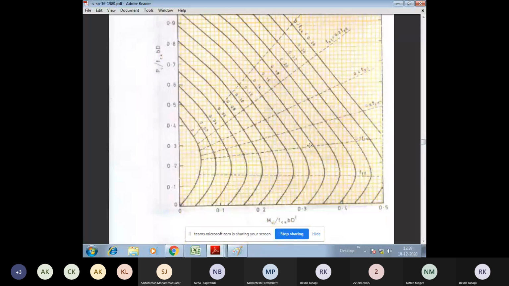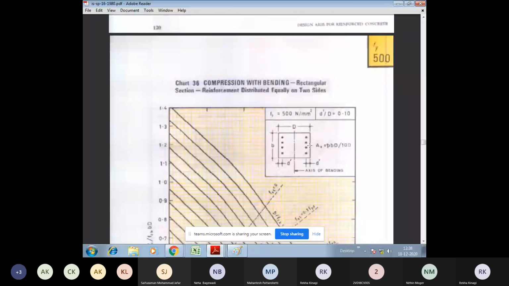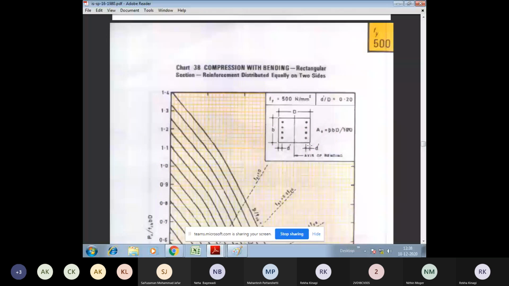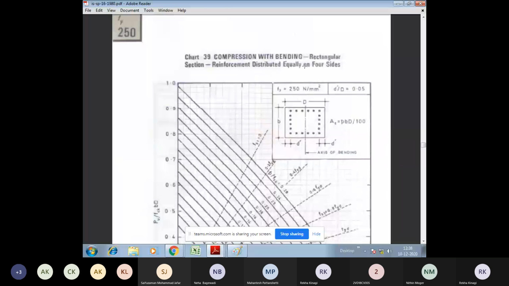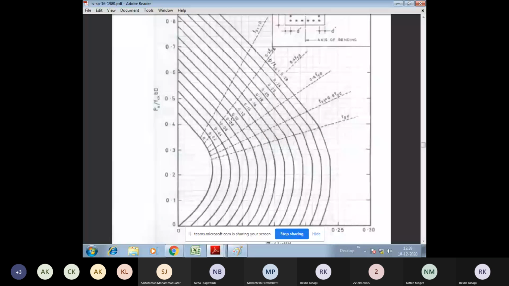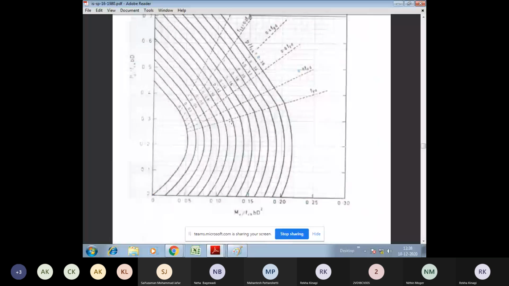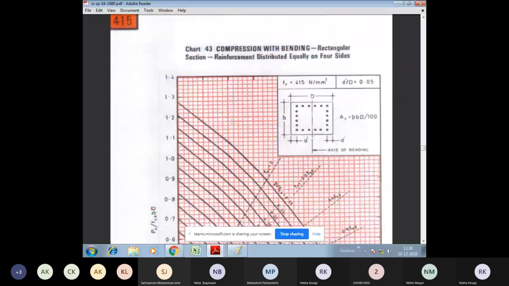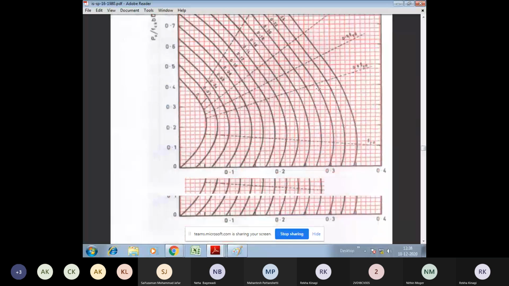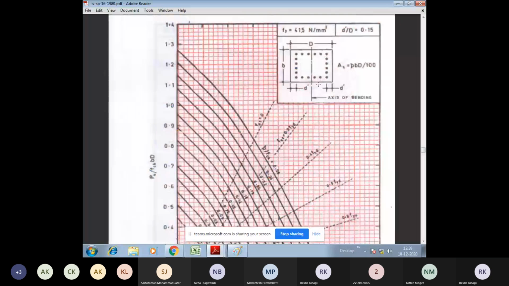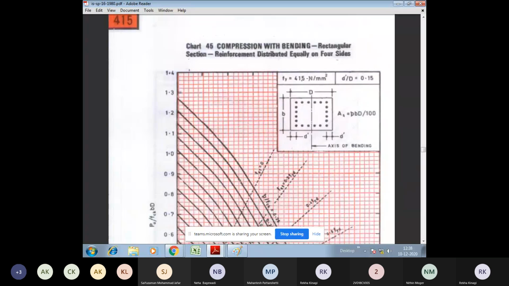Here this is on two sides. So keep on checking. Yes, reinforcement equally distributed on four sides. Fy is 250. No, Fy we want 415. So Fy is 415. Yes, Fy is 415, but D dash by D value is 0.05, but we want 0.15. Yes, we can refer here. Fy is 415 Newton per mm square, D dash by D is 0.15 and the reinforcement is provided on all the four sides.